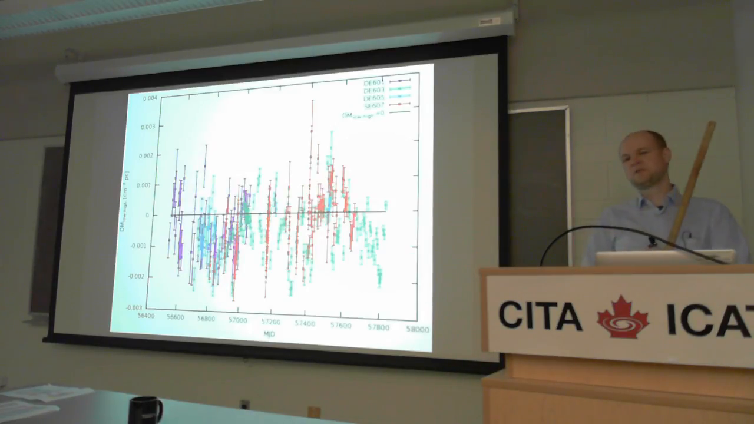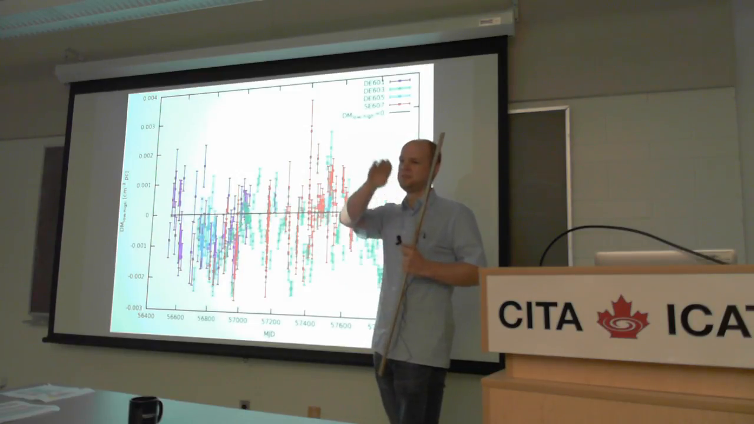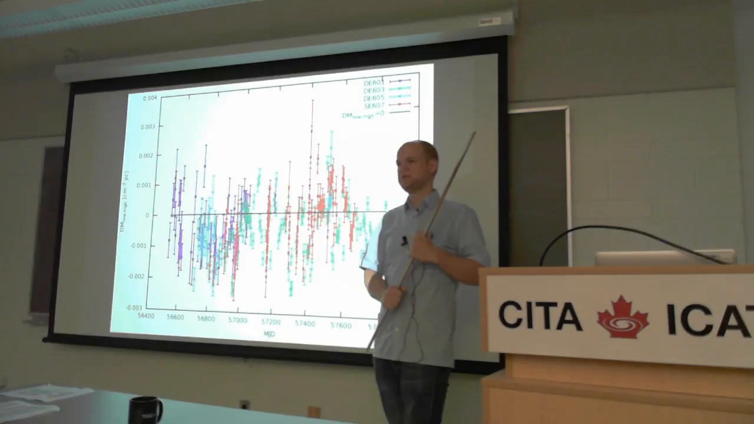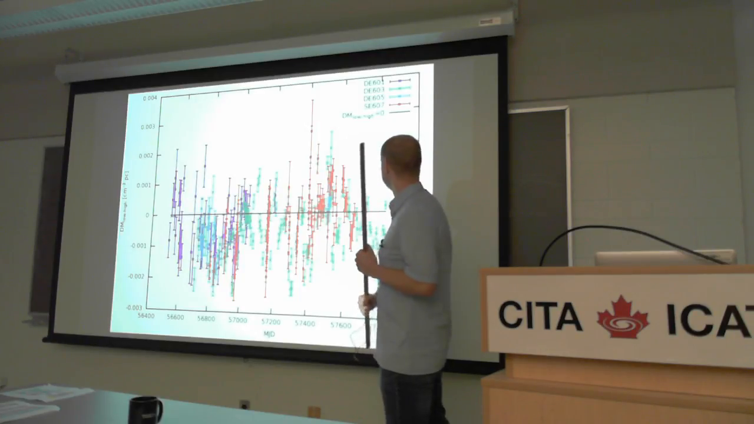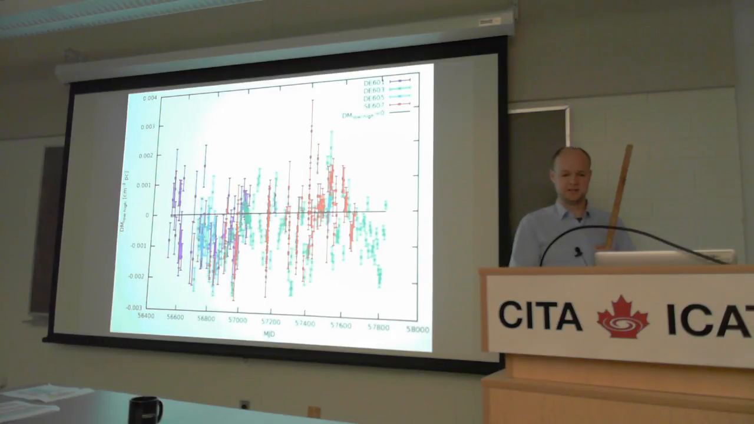And this is what you get when you do the chromatic DMs. So this looks really messy. But if you zoom in, some bits of it actually look fairly convincing, in the sense that there is a series of points which behave in a fairly smooth manner. And at the end of the talk, I'll show a similar plot, but for a different pulsar.